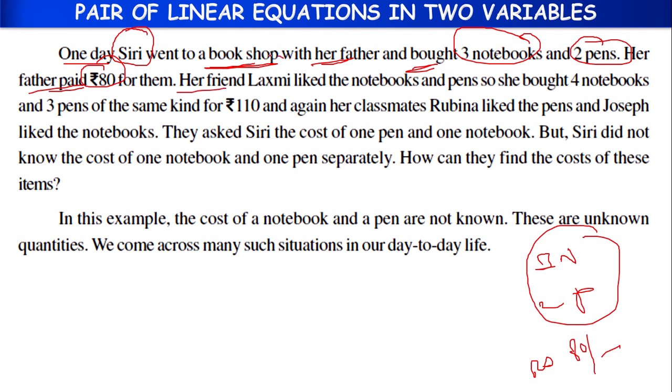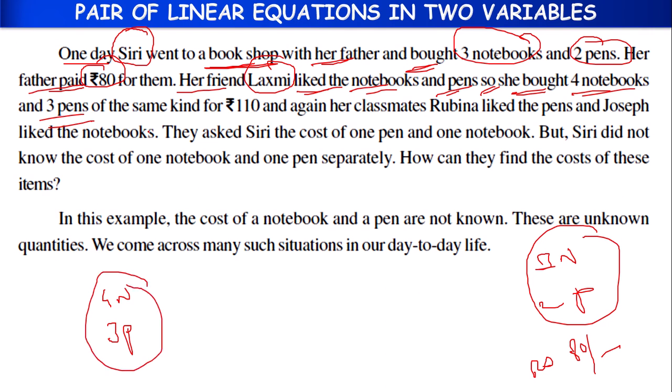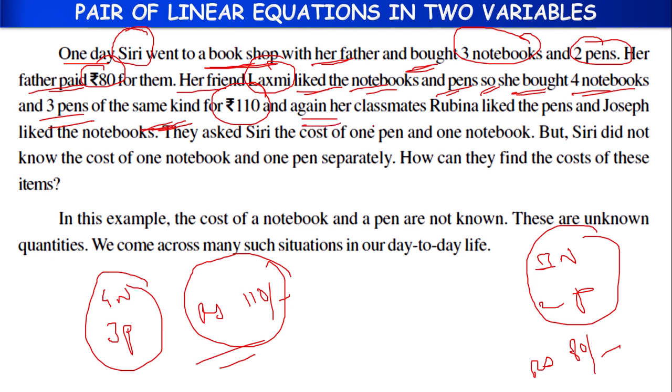Her friend Lakshmi liked the notebooks and pens, so she bought 4 notebooks and 3 pens of the same kind, meaning of the same rate, and paid rupees 110 in total to the shopkeeper. And again, her classmates Rubina liked the pens, Joseph liked the notebooks.